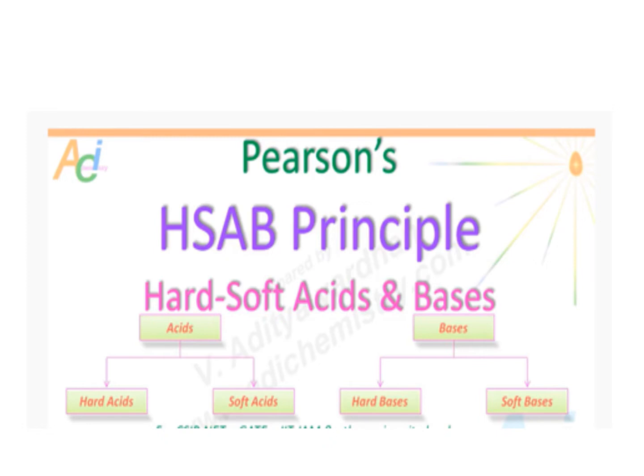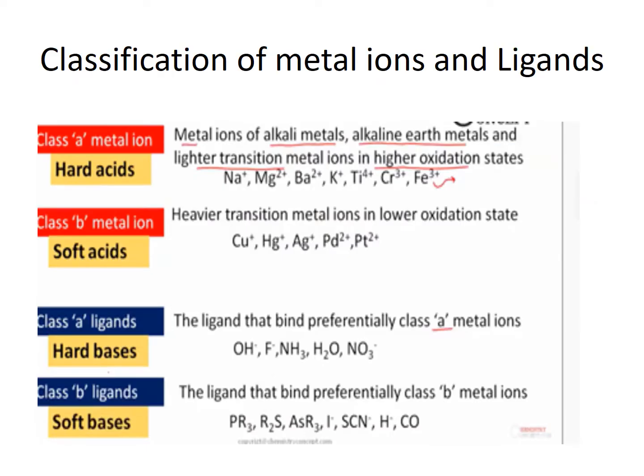Pearson's HSAB principles. First is hard acids, soft acids and bases. Acids are mainly of two types, that is hard acids and soft acids. Bases are also of two types, hard bases and soft bases. Classification of metal ions and ligands.